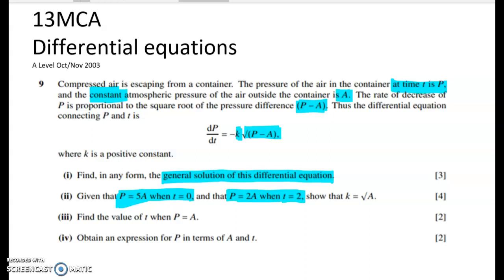Next we have to figure out when the pressure in the container is equal to the pressure outside the container. And lastly, we have to get an expression for P in terms of A and T. So I don't think this is as hard as the integration question, but I'm going to go through it quite slowly because in the test a lot of you found this tricky.